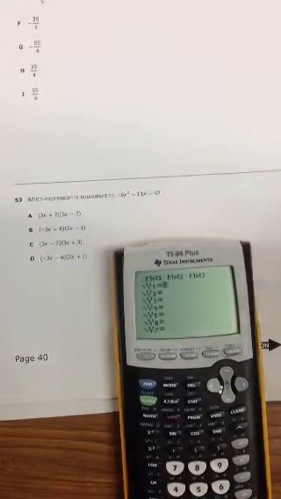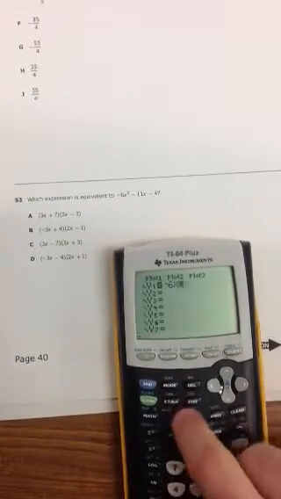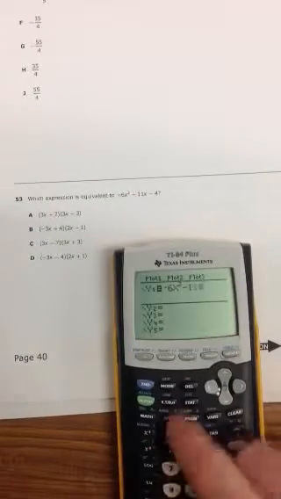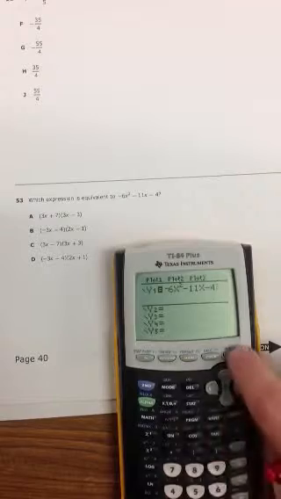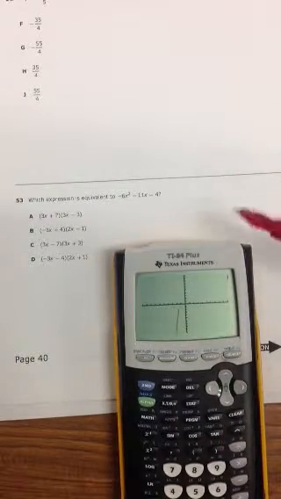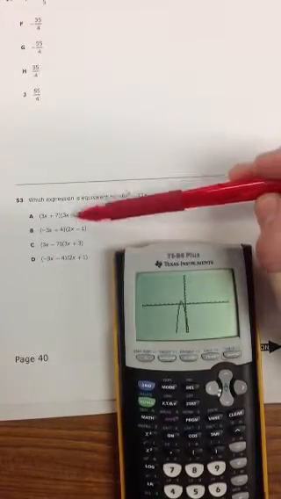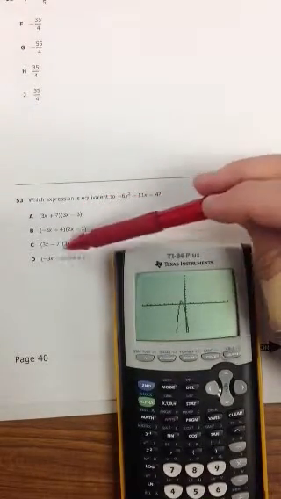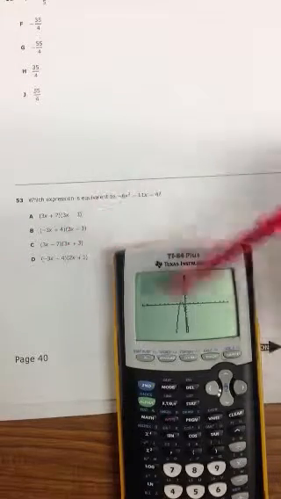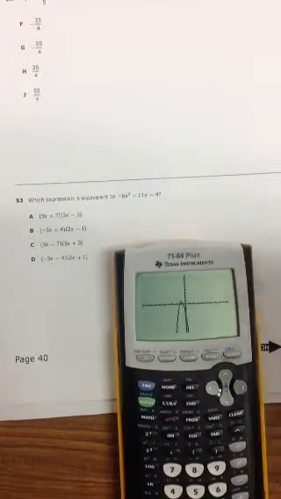So if you put that into the calculator, negative 6x squared minus 11x minus 4, and then take a look at your graph. So this is what your graph looks like, and you want to find an expression that is equal to that. So if we put these in the calculator, just the way you see them, you should find a graph that looks exactly the same.